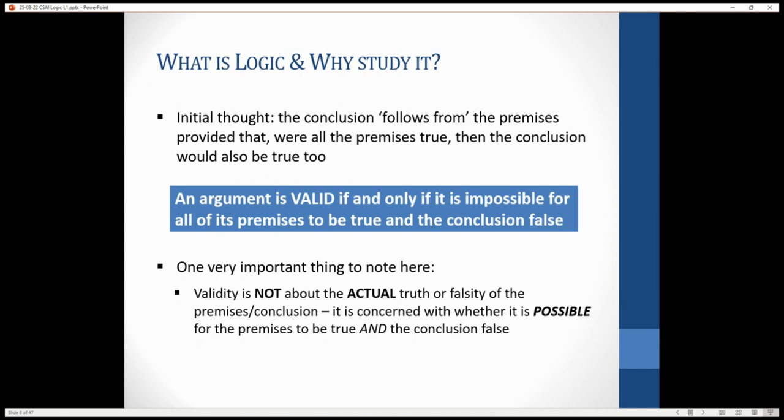An argument is valid if and only if it's impossible for all of its premises to be true and its conclusion false. What's the notion of validity capturing? This idea of follows from. Were the premises to be true, so must the conclusion. Make sense?